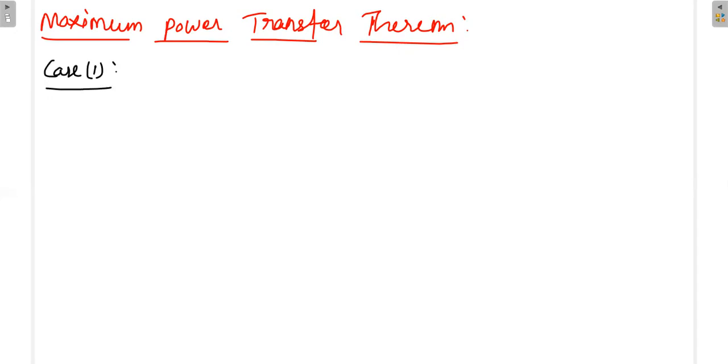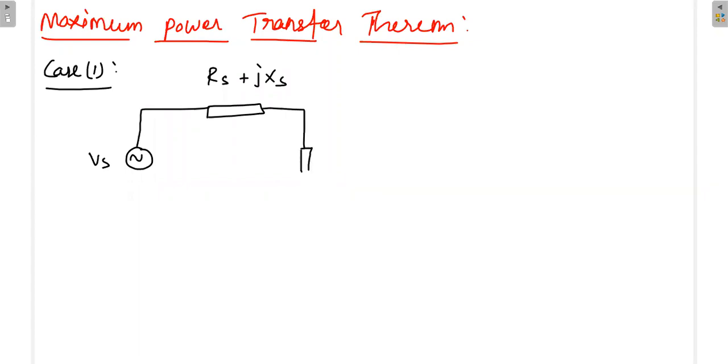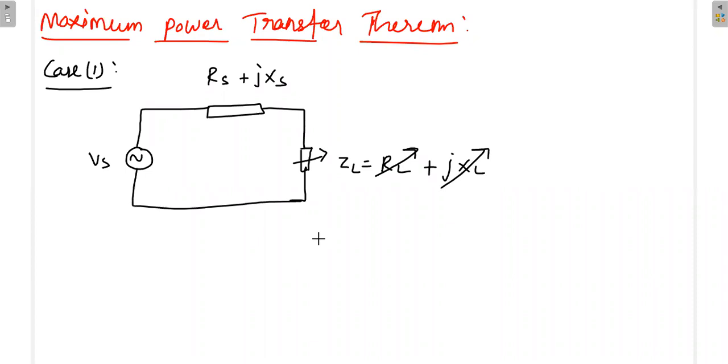So, case 1. This is Vs, the source impedance is Rs plus JXs, and the load is completely variable, that is ZL is variable, so you can vary RL and also XL. Then what is the maximum power transferred to the load? Whenever the condition is ZL equal to ZS star, under this condition maximum power will be delivered to the load.